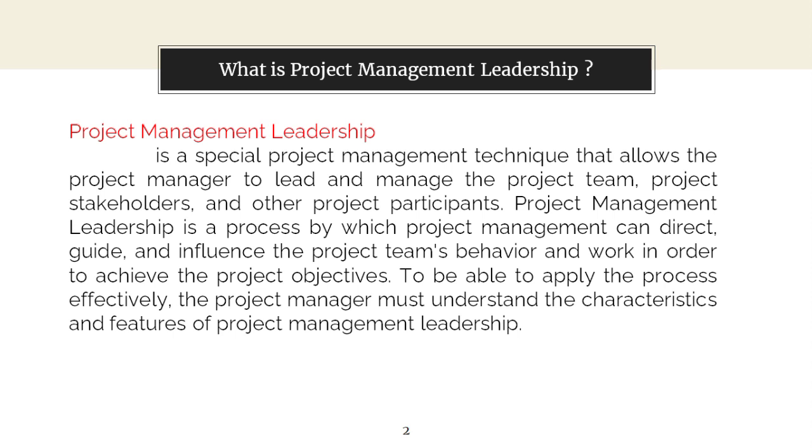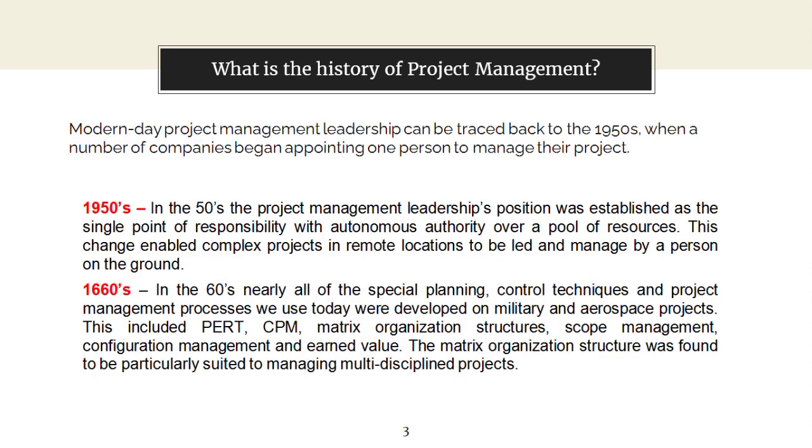To be able to apply the process effectively, the project manager must understand the characteristics and features of project management leadership. What is the history of project management? Modern-day project management leadership can be traced back to the 1950s, when a number of companies began appointing one person to manage the project. In the 1950s, the project management leadership's position was established as a single point of responsibility with autonomous authority over a pool of resources. This change enabled complex projects in remote locations to be led and managed by a person on the ground.